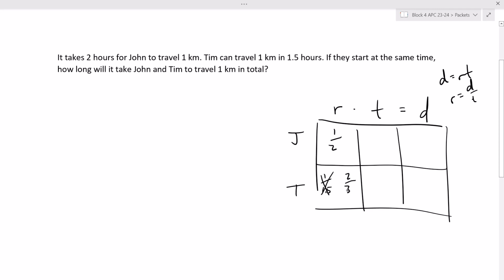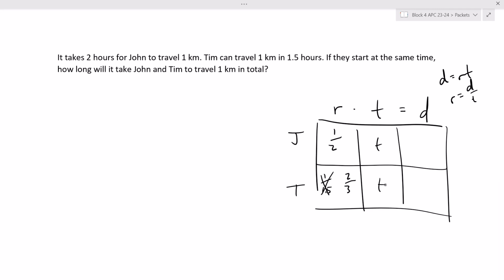Now, if they're starting at the same time, that means the time that they're both running is the same. We could call it X. I'm going to call it T. Whatever you do, in this case, I don't require you to define your variable because I can see that T is the time that John and Tim are working. As opposed to the last one, I couldn't see that very clearly, so I defined that X variable. For distance, what should I say there?